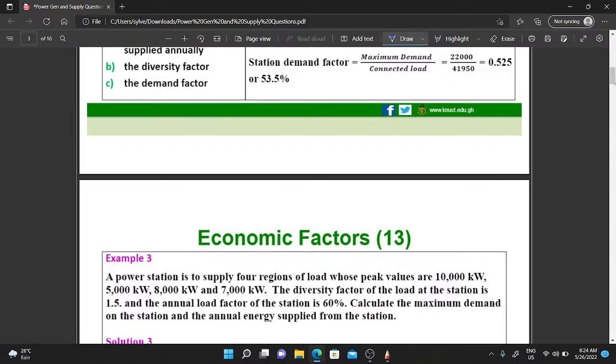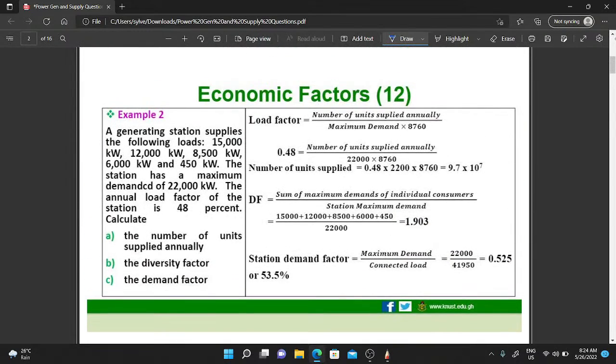The next question is here. A generation station has given us loads: 15,000, 12,000, 8,000, 6,450 kilowatts, and it has a maximum demand of 2200. This is the maximum demand. So now we have the maximum demand and we have the load drawn by each of the stations.